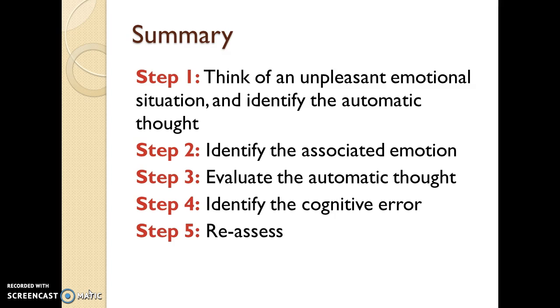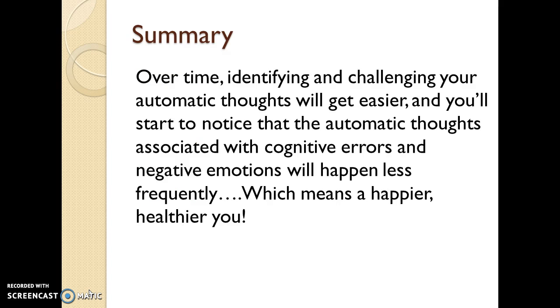So in summary, to do an automatic thought record, the first step is to think of an unpleasant emotional situation and identify the associated automatic thought. Then you identify the associated emotion, and then you evaluate the automatic thought, including looking for the cognitive error, and then you reassess. Challenging your automatic thoughts and looking for the cognitive errors won't always make you feel wonderful, and don't expect it to work like magic right away. You might actually find yourself still kind of believing your automatic thoughts, like Megan did.